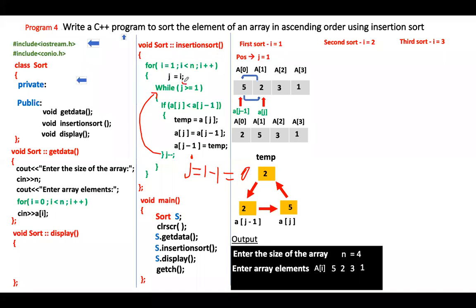So it will come over here and it will check, is 0 greater than or equal to 1? It is neither greater, nor equal. So the while loop will not execute. It will come out, it will go to the for loop. Now i will get incremented to how much? It was 1. Now it will increment to 2. That is the second sort. Now it will come to 2, that is j is equal to 2.